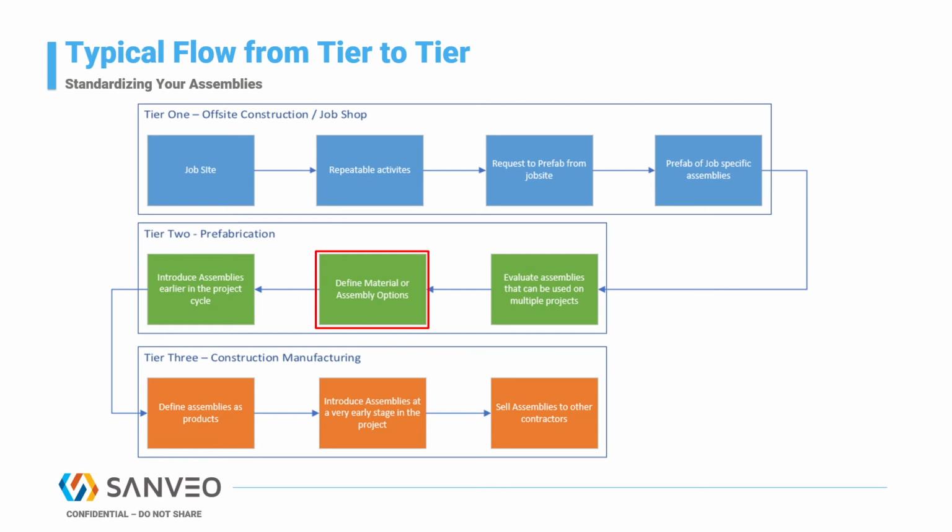Different material or assembly options can be developed for each assembly. This will allow assemblies to be introduced earlier in the project cycle. Moving into Tier 3, the assemblies are further standardized and are defined as products. This will allow assemblies to be introduced at a very early stage in the project. Contractors can also begin to market and sell assemblies to other contractors.